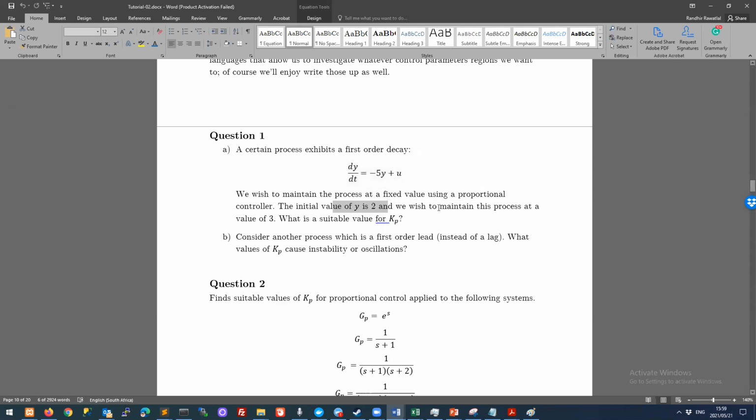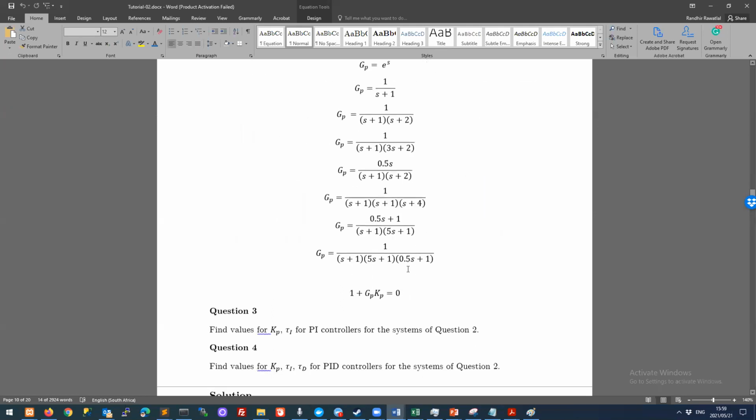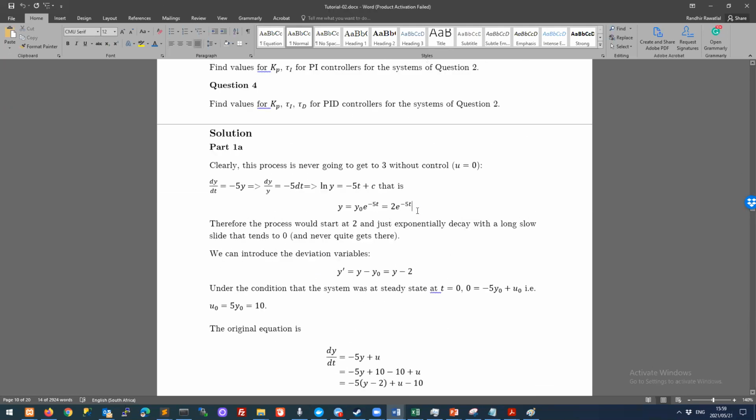We are saying here we want to maintain the process at 3, right? Without a controller, there's no hope that this is going to happen. You're starting out with 2, it's definitely going to drop, and so it's going to drop to 0. It's going to go from 2 to 0, but we want to stay at 3. So we want to know, how do we create a proportional controller to get to the 3 and stay at the 3? So let's see that.